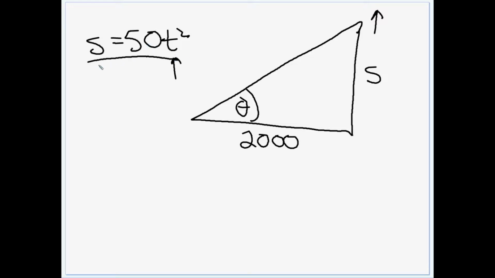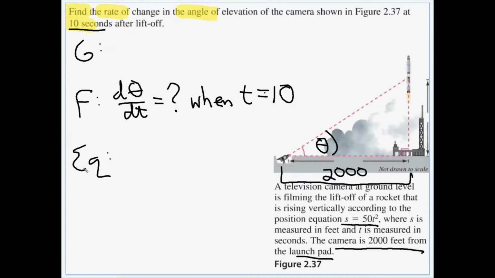So here is the position equation for the rocket. Is that going to be our equation here? No, because we're dealing with a triangle in the picture, a right triangle. So actually, the S equals 50t squared is our given.